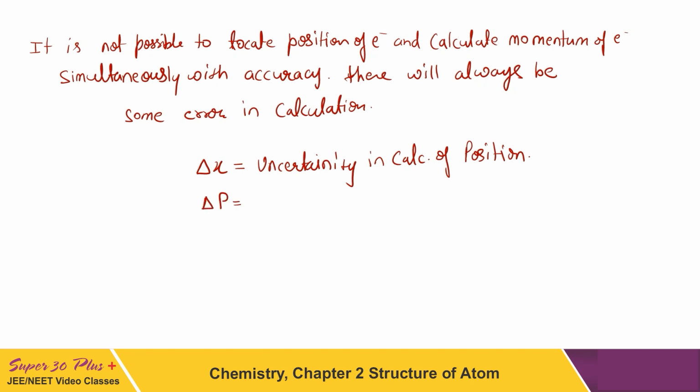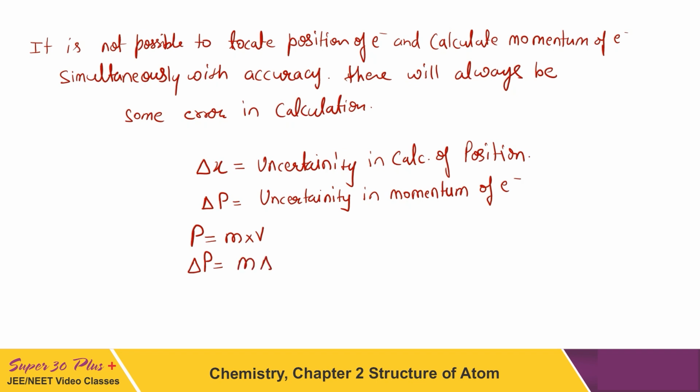What is delta p? Delta p is the uncertainty in momentum of the electron. Students, you already know that momentum is equal to mass into velocity. So the change in momentum, or uncertainty in momentum, is equal to m delta v. What is delta v? Delta v is the uncertainty in the calculation of speed or velocity of the electron. There is no uncertainty in mass because mass is always certain.